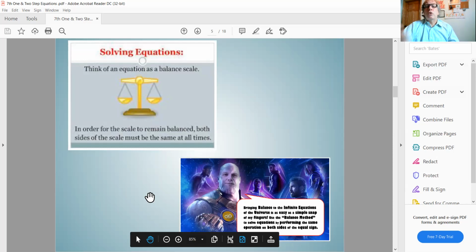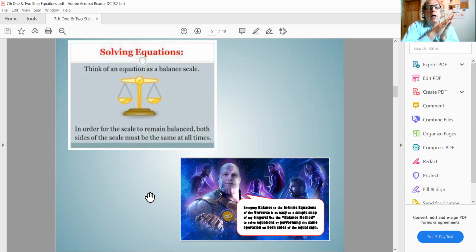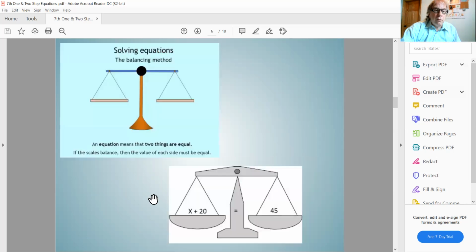In solving equations, one thing I want you all to keep in mind is think of it as a balance scale, okay? Just like good old Thanos, bringing balance to things. In order for the scale to remain balanced, both sides of the scale must be the same at all times. We've got the left of the equal sign and we got the right of the equal sign. And an equation, in fact, by definition means those two things are equal. When the scale is balanced, the value of each side must be equal.